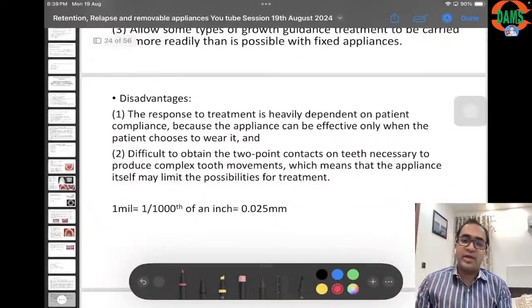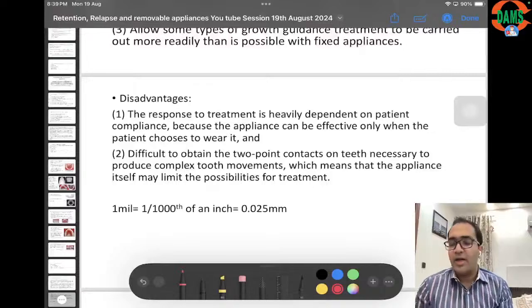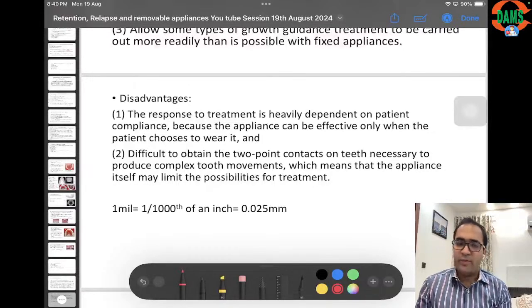So what are the disadvantages of these removable appliances? Their response was patient dependent; high patient compliance was required for the success of orthodontic treatment done with removable appliances. Next, the wire contacts at only one surface, so 2-point contact was difficult. Supposedly we want rotation correction, which was not possible.